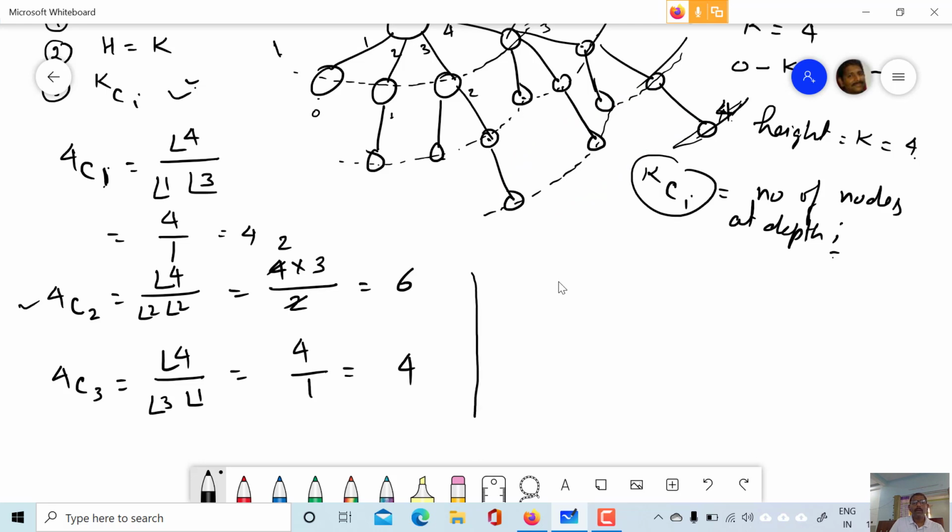At depth number 4, let us check. At depth number 4 it will be 4C4, that means factorial 4 upon factorial 4 and factorial 0. The 4s cancel out, factorial 0 is 1, and therefore the number of nodes is 1. So it is also verified. In this way rule number 3 is also verified: the number of nodes at depth i is KCi.